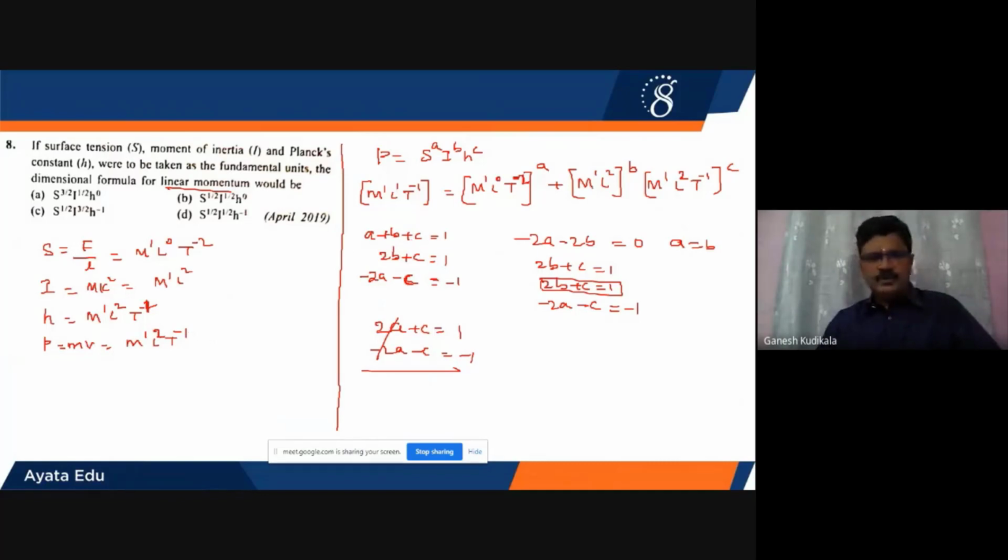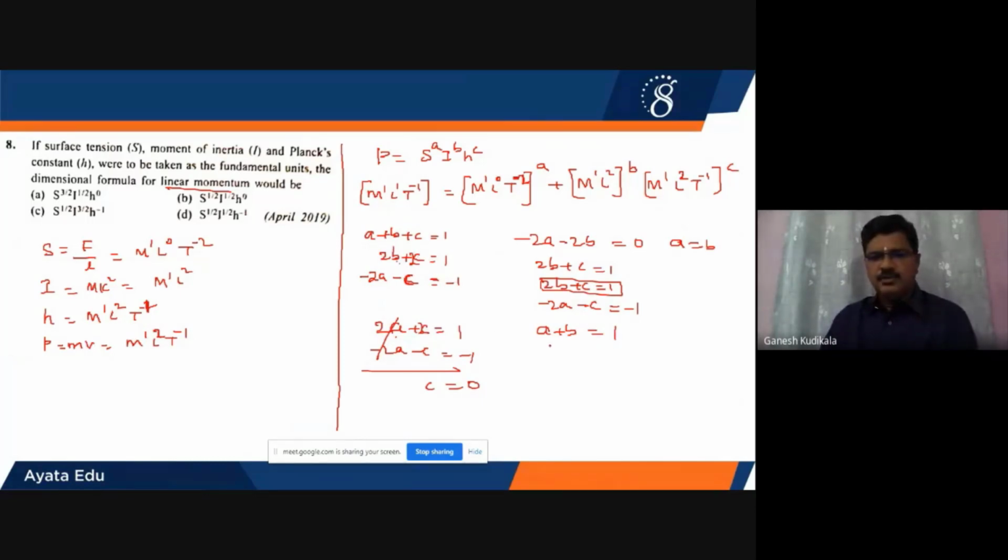So m1 l2 t power minus 2, m1 l2 t power minus 1, whole to the power of c. Now comparing for b, it is 2b here and 2c here. If it is 2c, and b is replaced by a, we'll get 2a plus 2c. So 2c minus c will be c, c will be equal to 0. If c is equal to 0, from the first equation I'll be getting a plus b equal to 1, and c equal to 0.